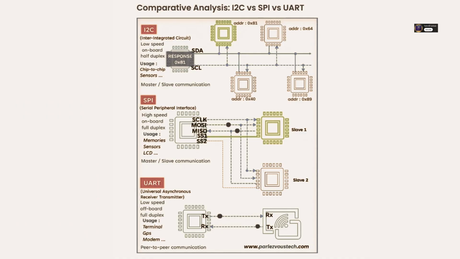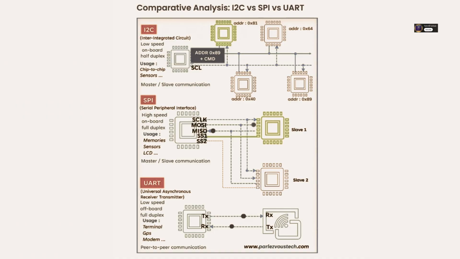SPI achieves this because it has those two dedicated data lines we talked about. MOSI, master out, slave in, for the master to send data, and MISO, master in, slave out, for the slave to send data back. During every single SPI clock cycle, while the master is putting a bit onto the MOSI line, the slave is simultaneously putting a bit onto the MISO line. Both lines are active on every clock pulse. So even if the master only cares about reading data.